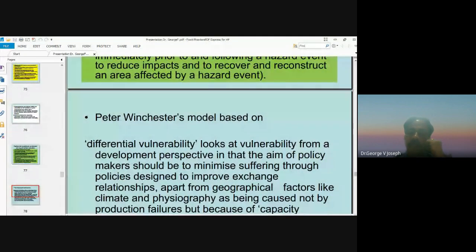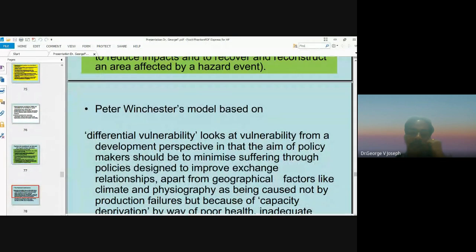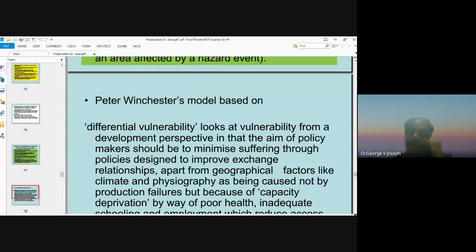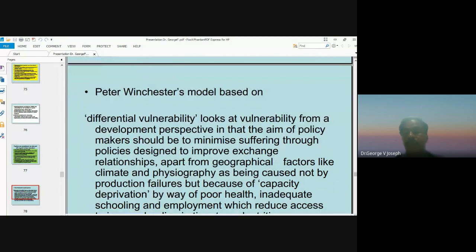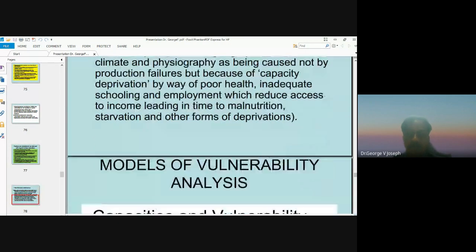Differential vulnerability looks at vulnerability from a development perspective, in that the aim of policy makers should be to minimize suffering through policy designed to improve exchange relationships, apart from geographical factors. So if, through your intervention, you are able to bring cohesion, better harmony and better understanding in the community, social capital will be built. As such, the community will have fewer vulnerabilities.